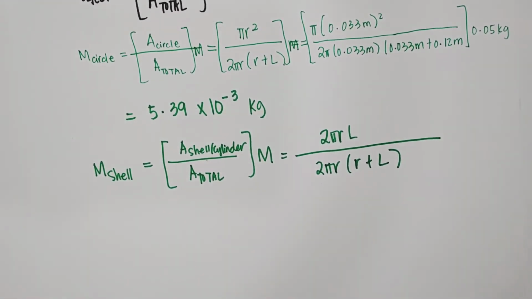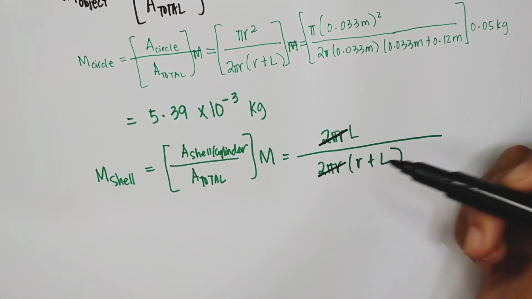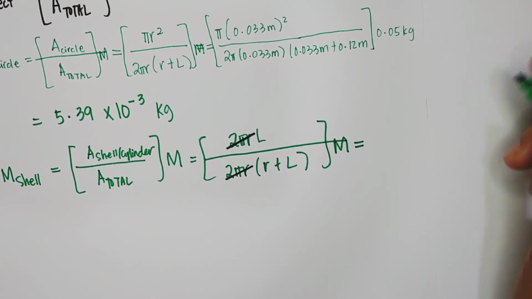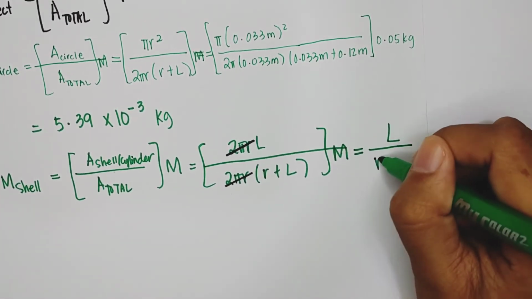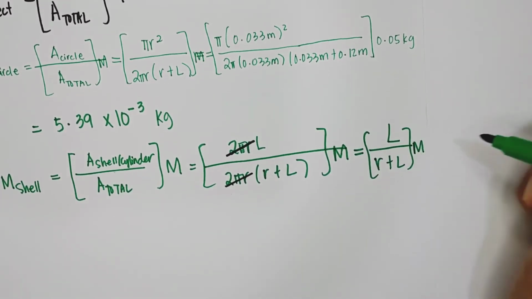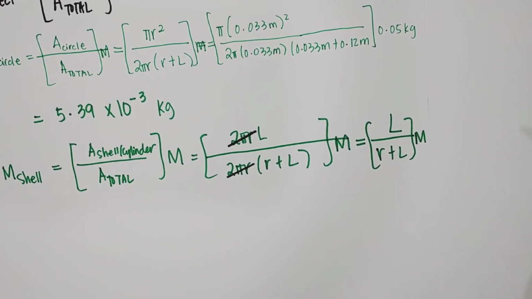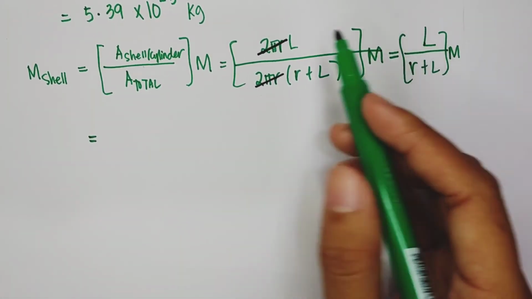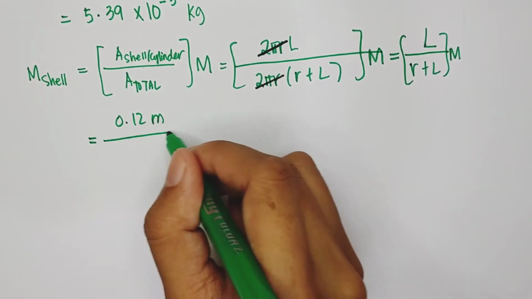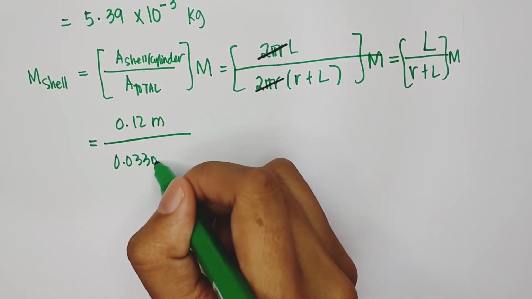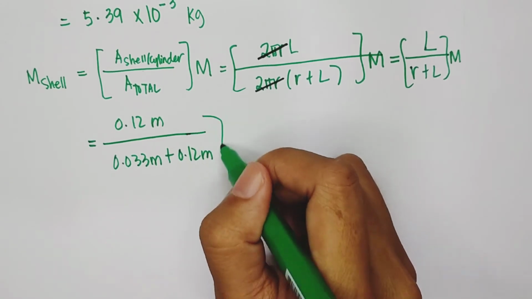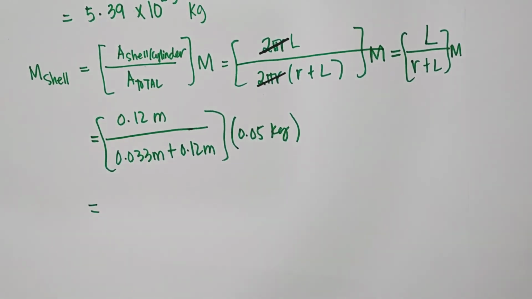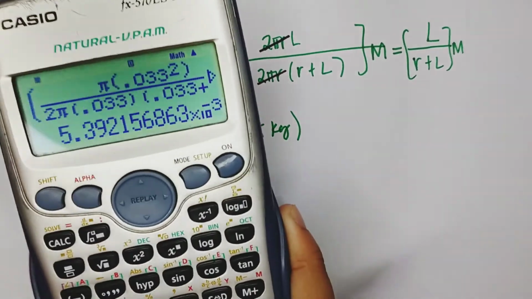By the way, we can cancel out the 2 pi R. What remains, times M, is L over (R plus L) times M. That is what remains in our formula. Now substitute the given. L is 0.12 meters divided by R, 0.033 meters, plus 0.12 meters, times our mass of 0.05 kilogram. Let's input that in our calculator.